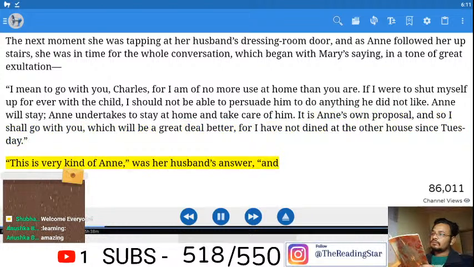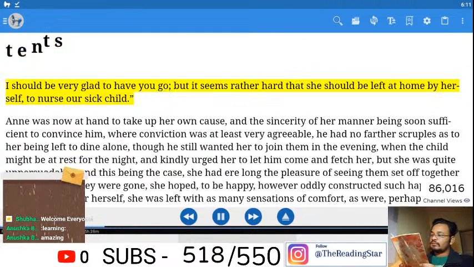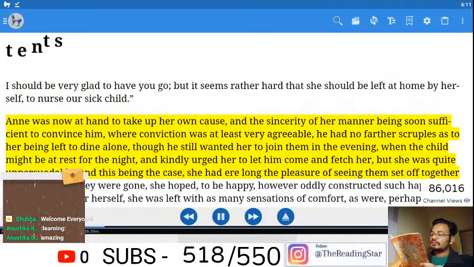This is very kind of Annie, was her husband's answer, and I should be very glad to have you go, but it seems rather hard that she should be left at home by herself, to nurse our sick child. Annie was now at hand to take up her own cause, and the sincerity of her manner being soon sufficient to convince him.